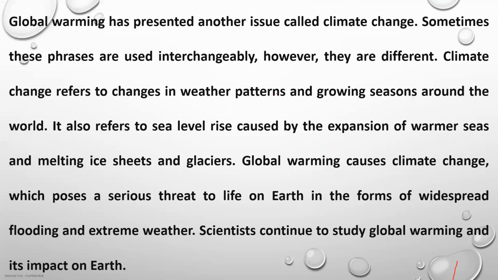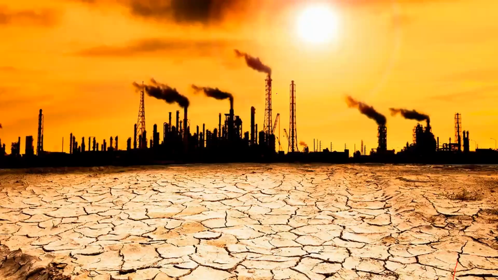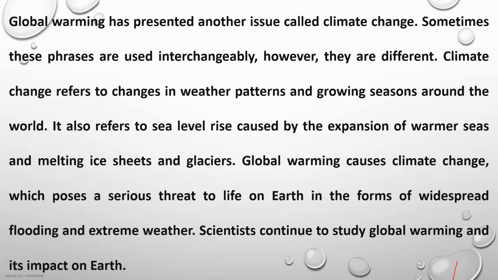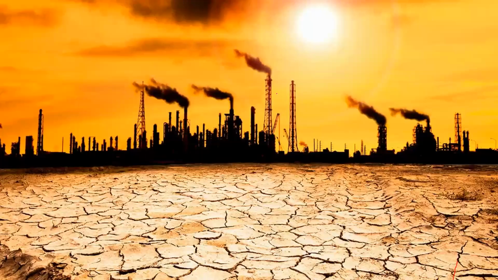Very important. See, global warming has presented another issue called climate change. Sometimes these phrases are used interchangeably, however, they are different. Climate change refers to changes in weather patterns and growing seasons around the world. Nowadays you have seen that there are a lot of climatic changes which are very much visible. People in Bangalore constantly complain that Bangalore was never so hot before. If you ask your grandparents or your parents, Bangalore had never been so warm and so hot. But now look at the situation. It is so very hot, so very irritating, so very damaging, right?